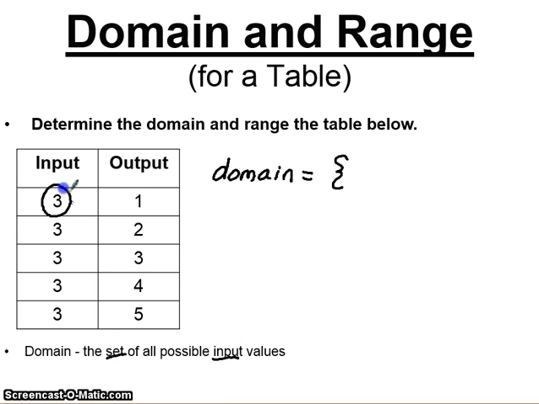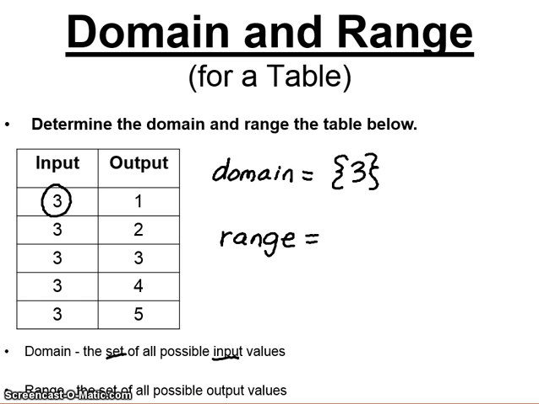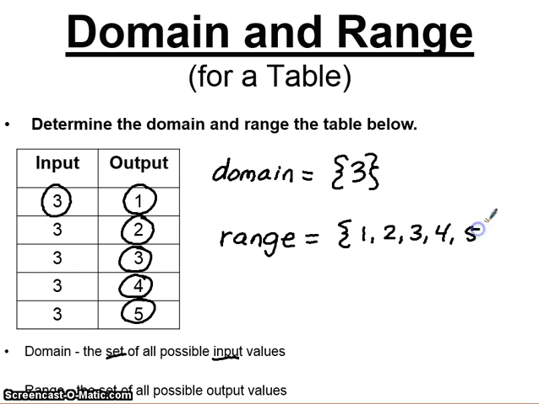We have an input of 3, 3 again, 3 again, 3 again, and 3 again. So the only domain number in this set is number 3. Every input in this relationship is a 3. Now, our range is the set of all possible outcome values, which we know are found in the second column of a table. So we have 1, 2, 3, 4, and 5. These are our output values. These are the numbers that can possibly be outputted by the domain.